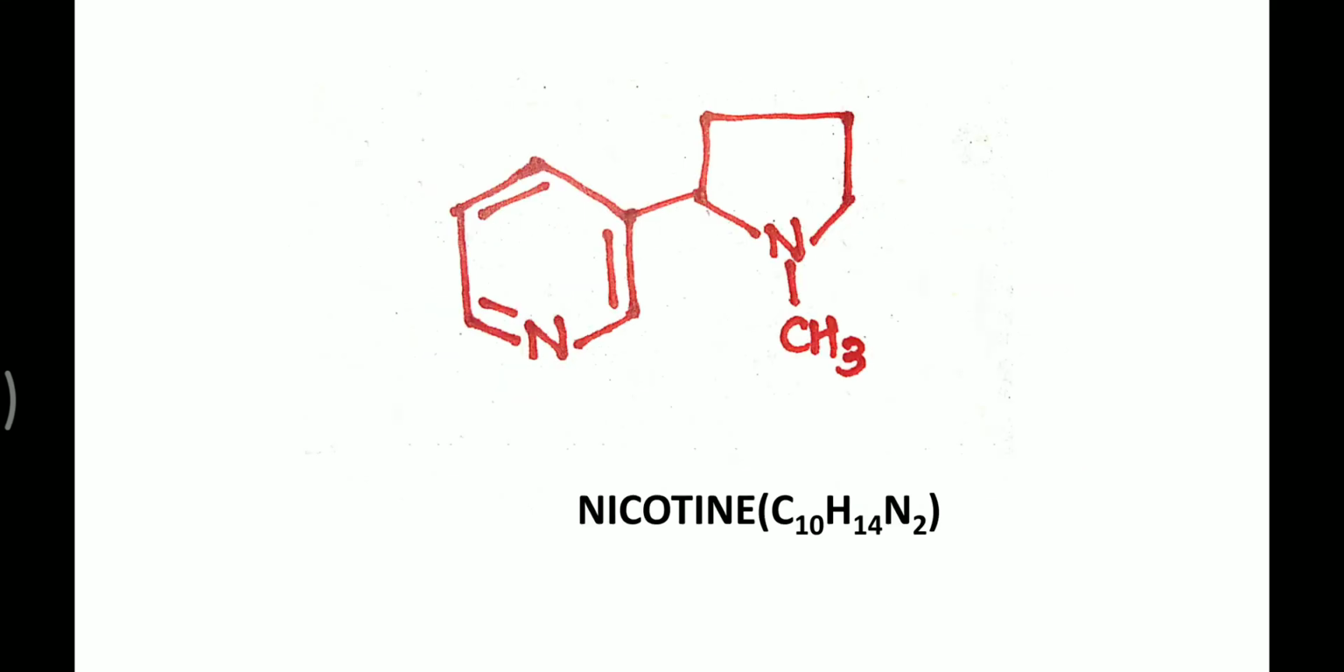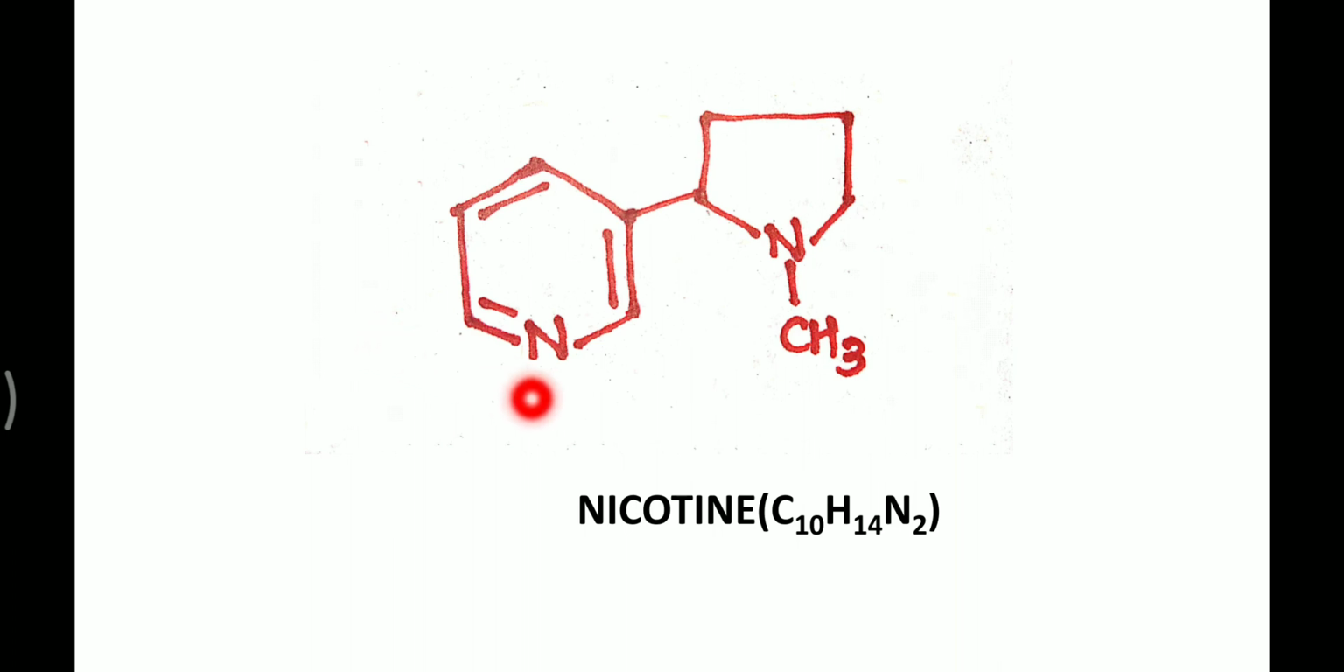Next, we will see the structure of nicotine. You know the structure of nicotine already. Nicotine contains 2 heterocyclic rings which are bonded together. The first heterocyclic ring is pyridine. This is the pyridine ring, and the second heterocyclic ring is a pyrrolidine derivative. It is not actually pyrrolidine, it is a pyrrolidine derivative because the hydrogen atom has been substituted by a methyl group here, and these two are bonded together to get nicotine.